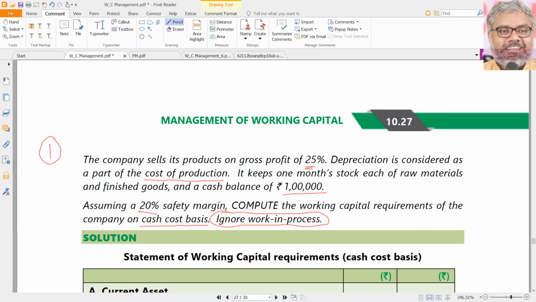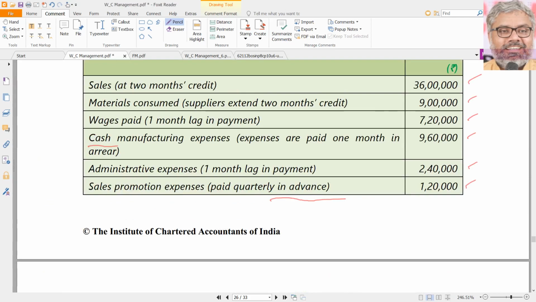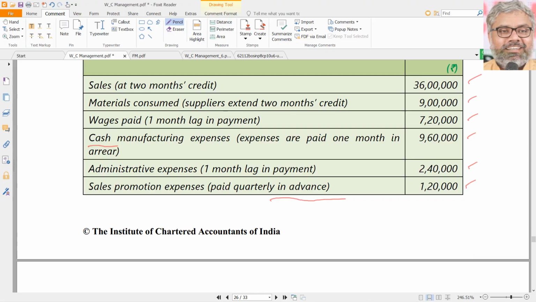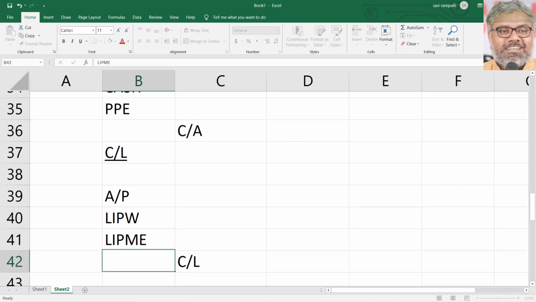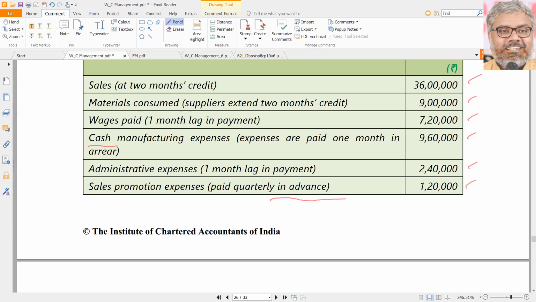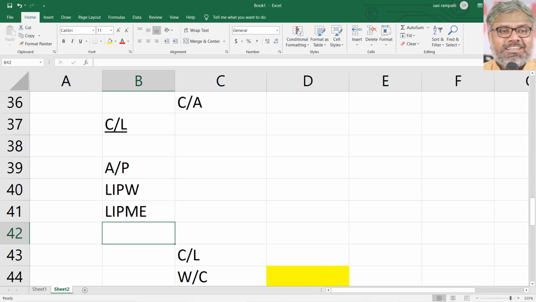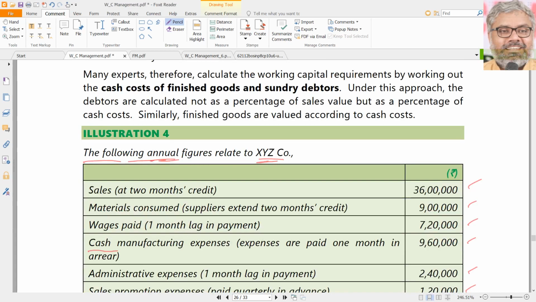And then accounts payable, of course, will be there. Suppliers extend 2 months credit, it is given. And lag in payment of wages is there. Then lag in payment of overheads, manufacturing expenses is also there. Administration expenses are also there. Lag in payment of administration expenses is also there. So according to the question, format will change.